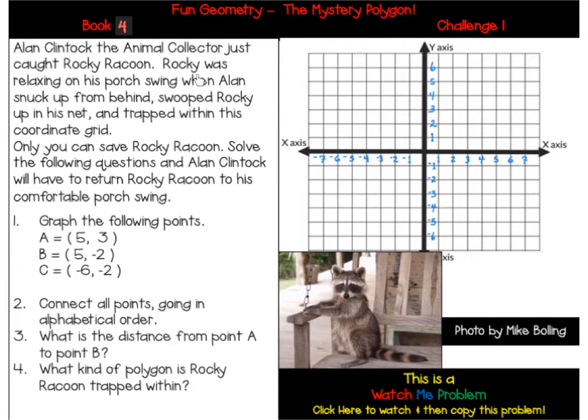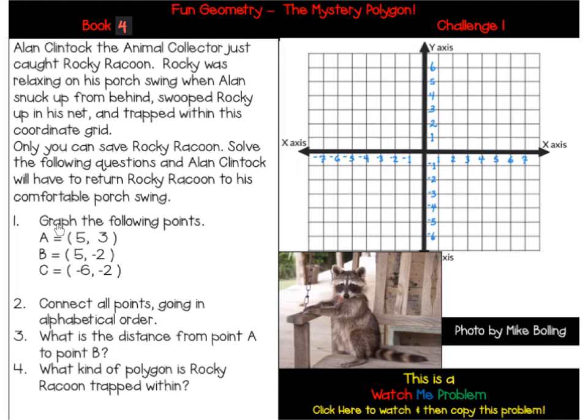Anyhow, Rocky was relaxing on his porch swing when Alan snuck up from behind, swooped Rocky up in his net, and trapped him within this coordinate grid right here, my friends. Only you can save Rocky Raccoon. Solve the following questions, and Alan Clintock will have to return Rocky Raccoon to his comfortable porch swing.